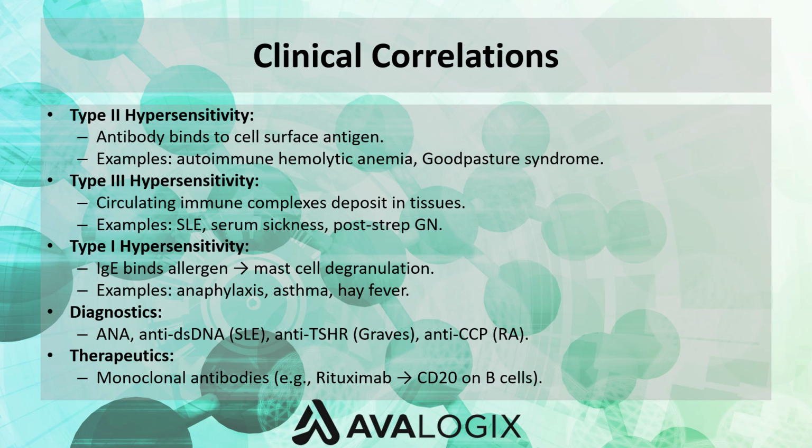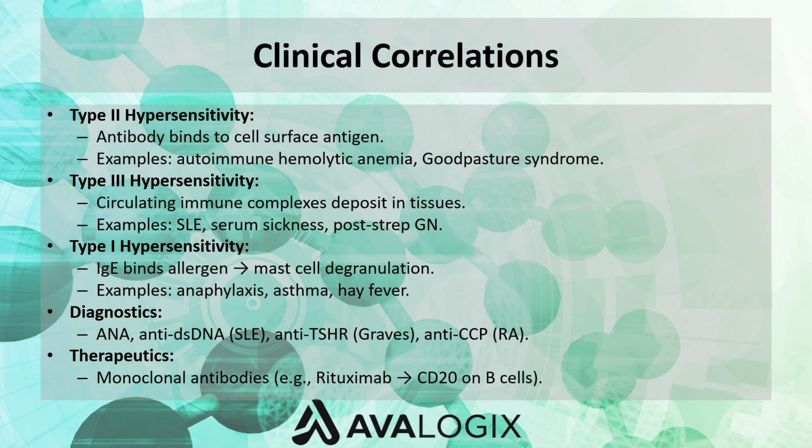Let's tie the theory back to the clinic by looking at how antigen-antibody reactions contribute to disease processes. These mechanisms can be protective, but when dysregulated, they are often at the root of immunopathology. First, consider type 2 hypersensitivity, which involves antibodies, often IgG or IgM, binding directly to cell surface antigens. This binding activates complement and leads to cell lysis or phagocytosis.